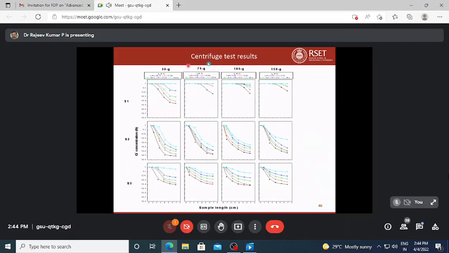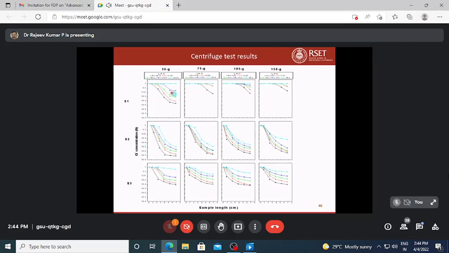Okay. After doing that, I created 50 times, 75 times, 100 times, and 150 times acceleration levels in the geotechnical centrifuge. This is a typical graph which I am showing here. The S1, S2, S3 are local soil with different states of compaction and concentration. NaCl is used here, which is actually a passive contaminant. The assumption is that it does not react with the chemicals present in the soil, if at all any are present. So we have used this.